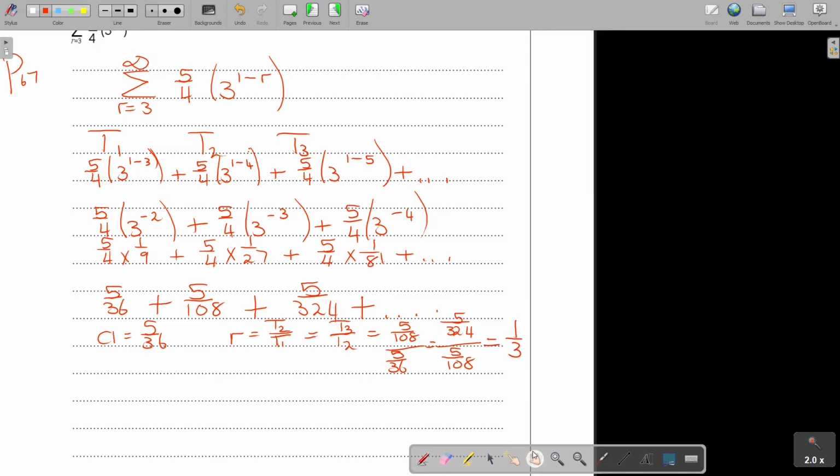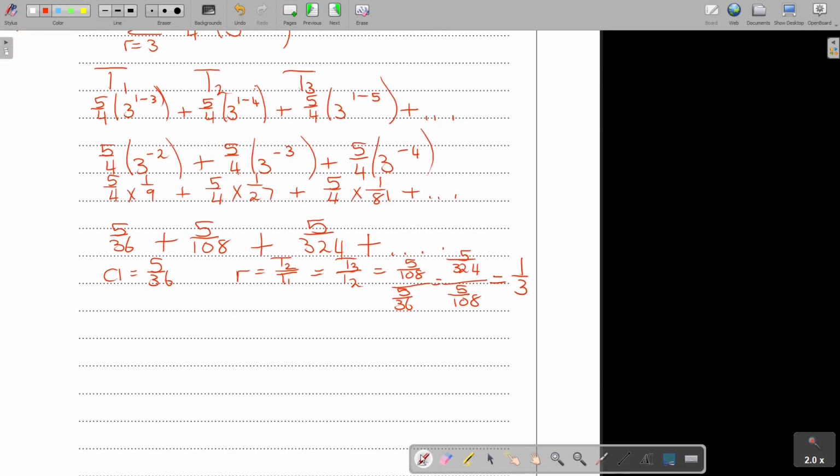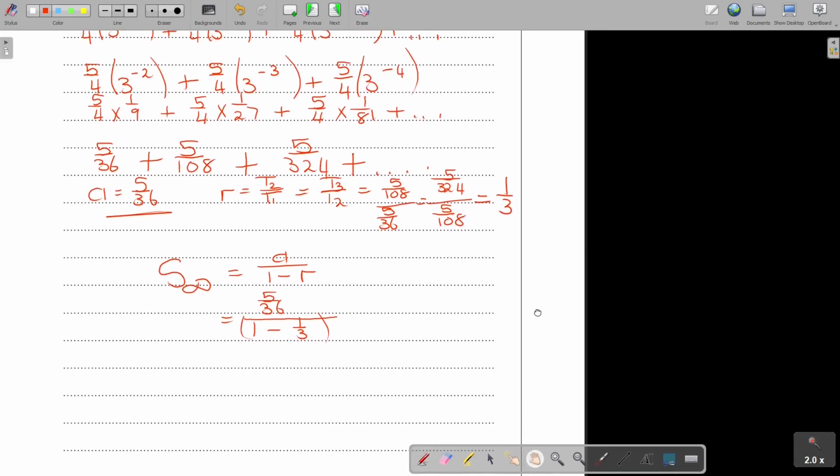And now I can go to my infinity formula. So S to infinity from my formula sheet is A over 1 minus R. So what's the value of A? It's 5 over 36. And then what is the value of R? So it's 1 minus a third. And if I simplify, keep with your ABCs, keep with your fractions, it's 5 over 24. And that is your final answer.